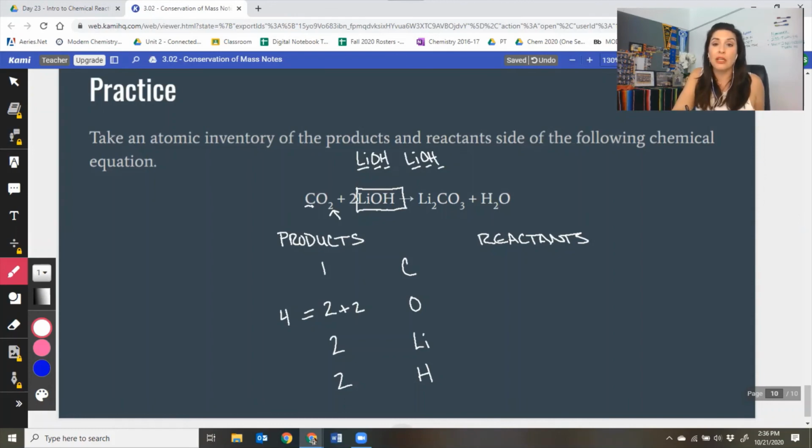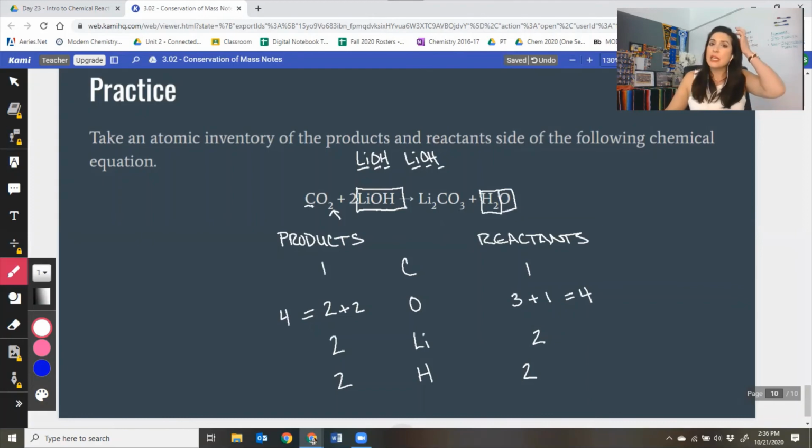Over here, I've got 2 atoms of lithium in this compound, 1 atom of carbon, and 3 oxygens. So I'll just put 3 there. I know I'm going to have to add to that in a moment. I'm just going to keep moving to the right, and I see I've got 2 atoms of hydrogen and 1 final atom of oxygen. So 3 plus 1, again, equals 4.